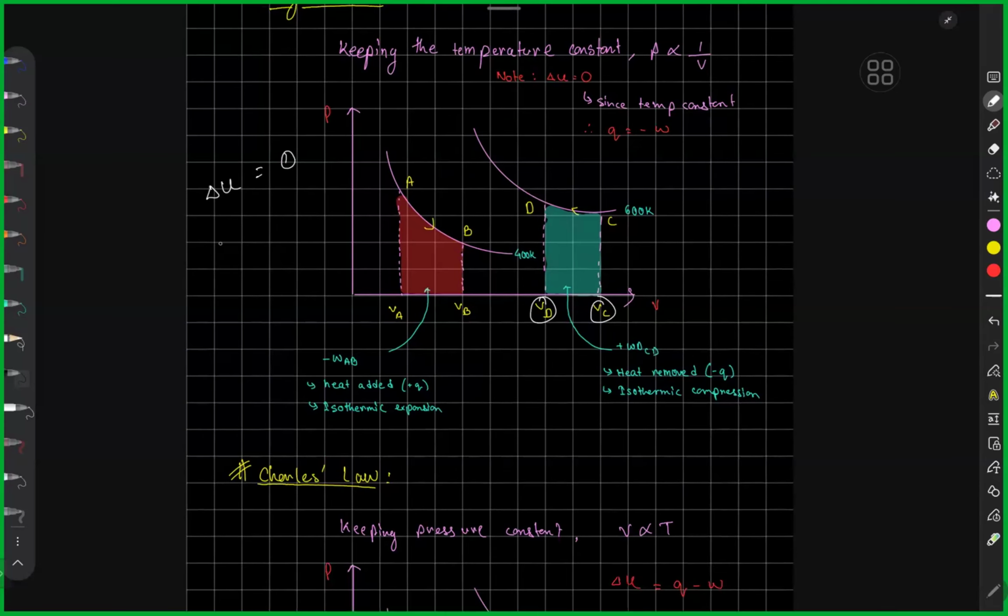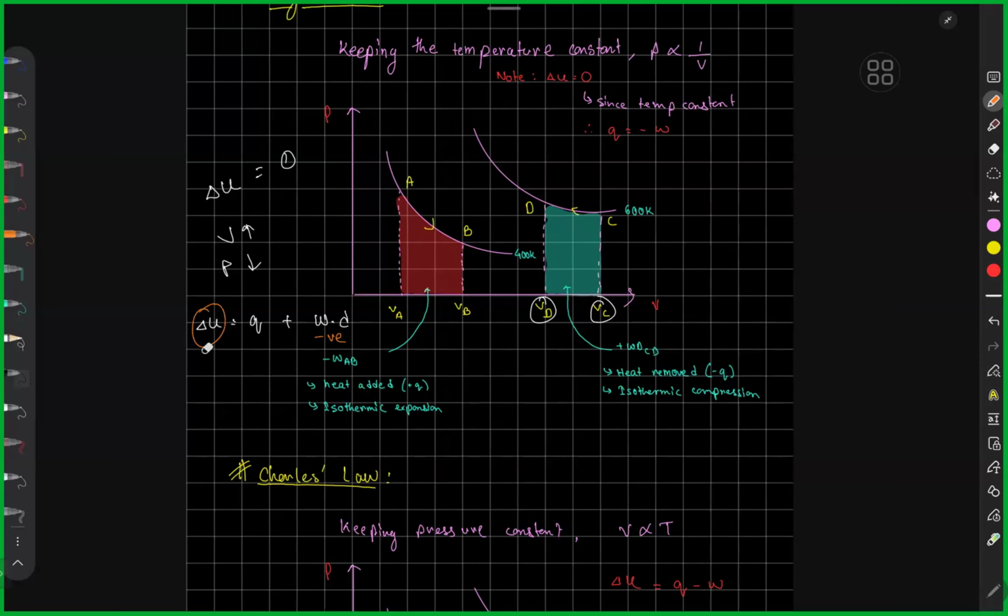My volume is expanding. Pressure is decreasing. So now if I write down the first law of thermodynamics, del U equals Q plus work done. What do you think about work done? Work done is negative, I told you, right? Work done is negative. The gas is doing the work. And the change in internal energy is what?